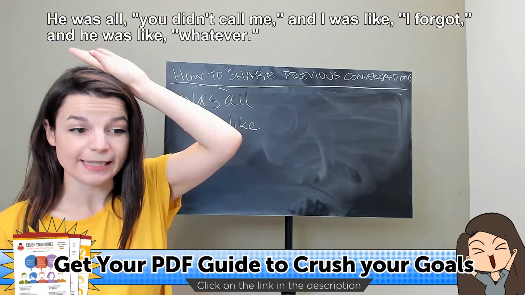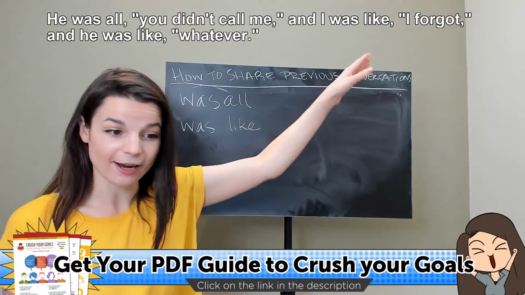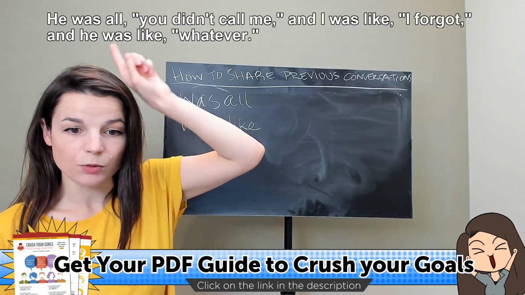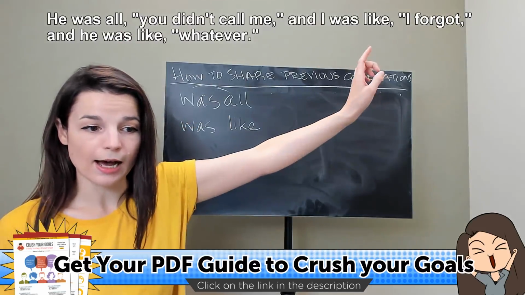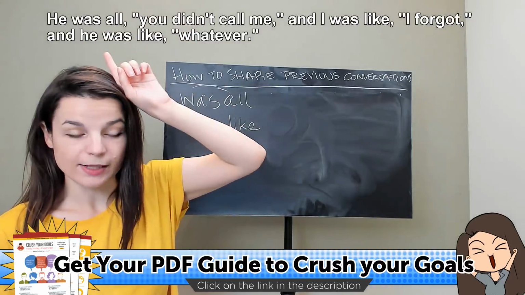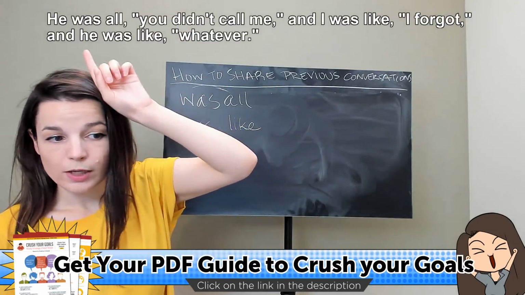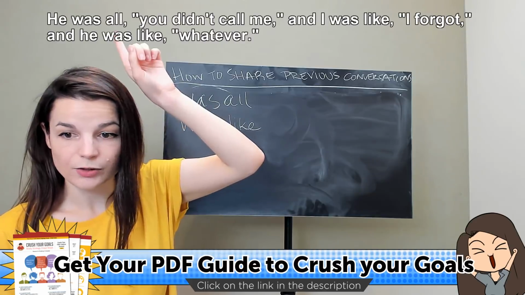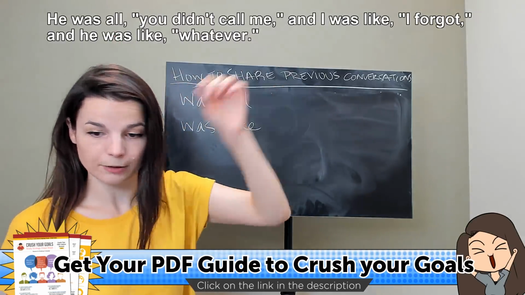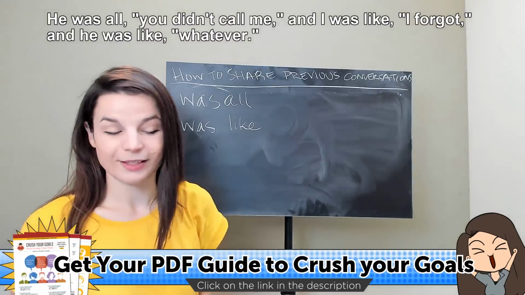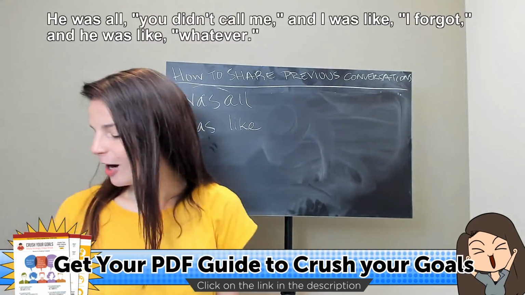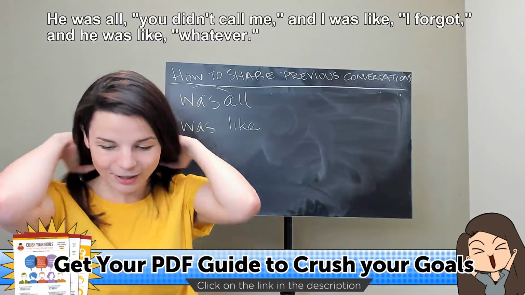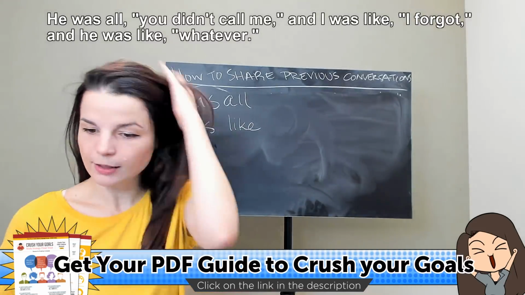So instead of "he said, you didn't call me, and I said, I forgot, and he said, whatever," we use these very casual "I was like, I was all, and I was like" again. So we show the speaker with he or she or I, but we can change this to "was all" or "was like." So this is one very, very common way to report speech that you can hear a lot, I think. Okay, so that's one.